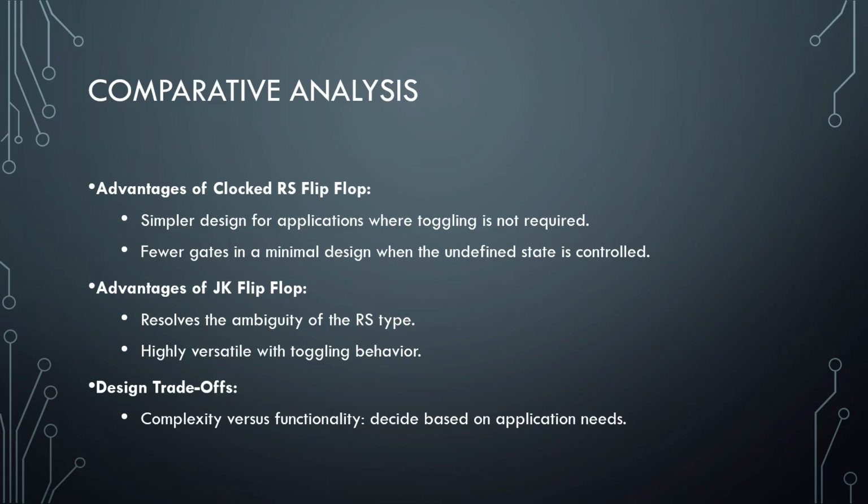The JK flip-flop, on the other hand, was designed especially to fix that issue. It handles all input combinations reliably, and when both J and K are high, it toggles. That makes it much more versatile, especially for circuits like counters or dividers where toggling is required. In summary, RS is simpler but more fragile. JK is more robust and flexible but slightly more complex in design. When choosing between them, it really comes down to what the application demands: clarity and simplicity, or flexibility and power.